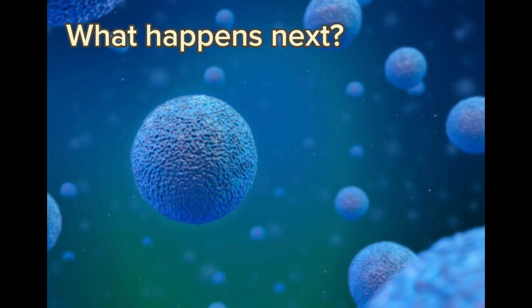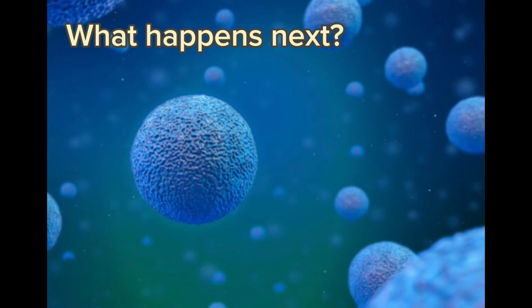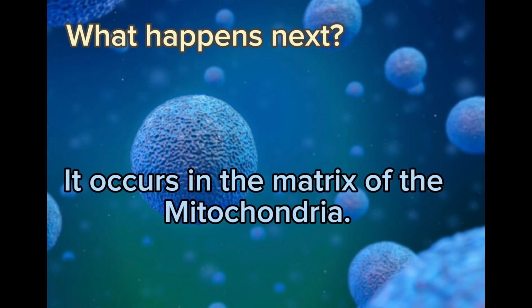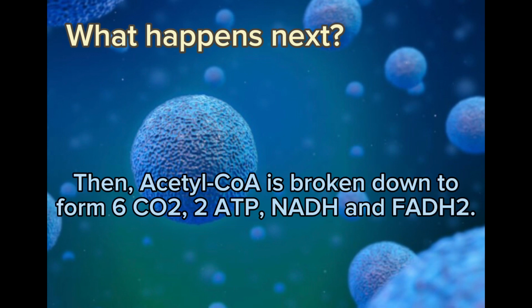That's awesome. What happens next? Krebs cycle. This is the second stage of cellular respiration. It occurs in the matrix of the mitochondria. It's when pyruvic acid is converted into acetyl-CoA. Then, acetyl-CoA is broken down to form 6 CO2, 2 ATP, NADH, and FADH2.